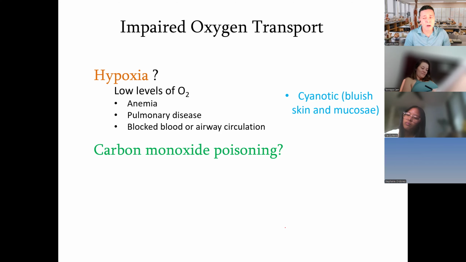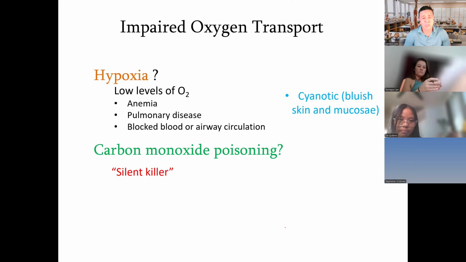And a sign of hypoxia is someone turning cyanotic. What is that? It is when we have the bluish coloration of the skin and the mucosa because of a lack of oxygen gas. Okay? Another serious issue with our respiratory system is carbon monoxide poisoning.